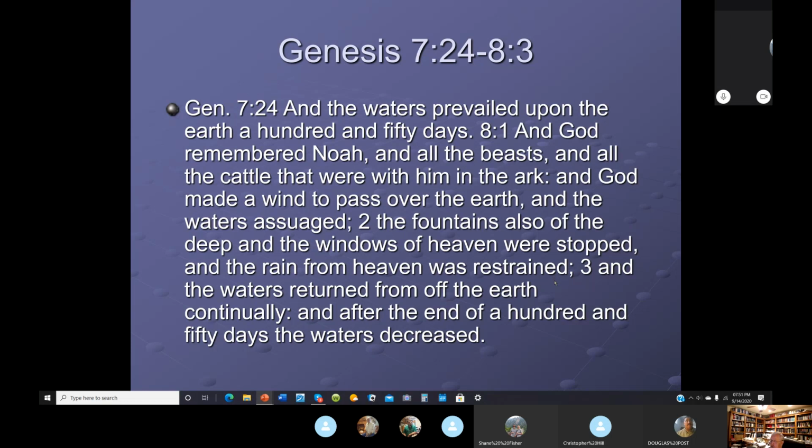And the waters returned from off the earth continually, and after the end of 150 days, the waters decreased. So they decreased after 150 days. 110 days after it quit raining, the waters began to decrease. That tells me that the rain was not a major factor in the flood. It was a factor, but I believe it was only a minor factor. Questions so far?